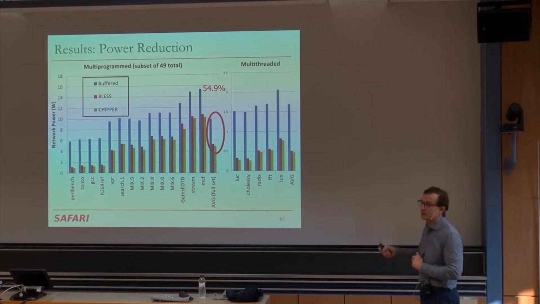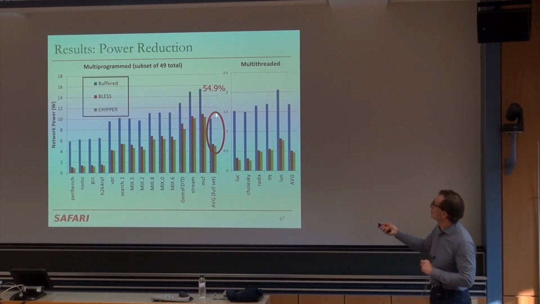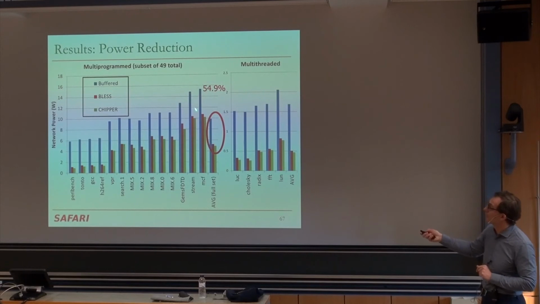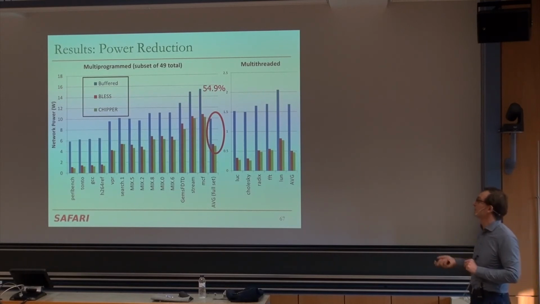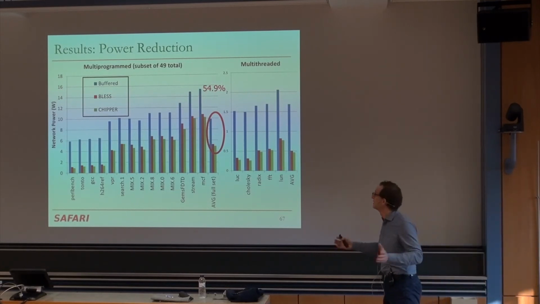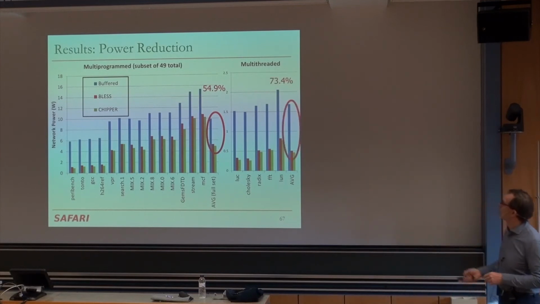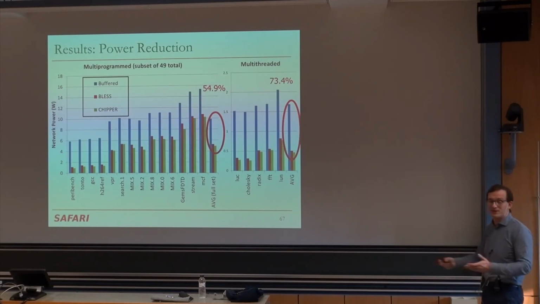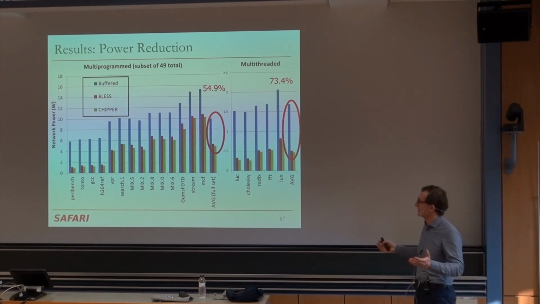So the power reduction is about 55%, even on workloads where you lose performance a lot. So you basically get a lot of power reduction. This is very good for power in general. And that's true even more for multi-threaded workloads, because these workloads don't really exercise the network, but you have a lot of buffers that are just wasting power in the network.